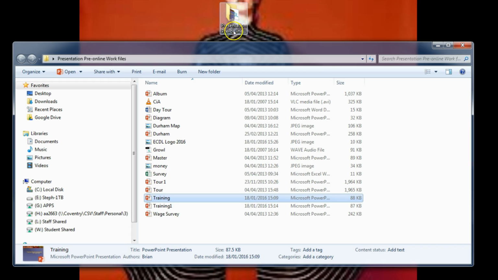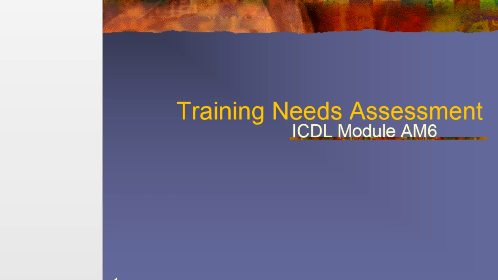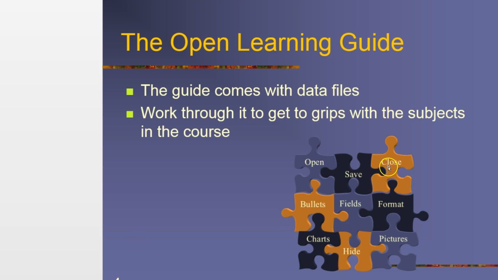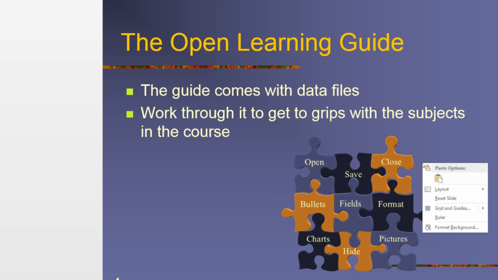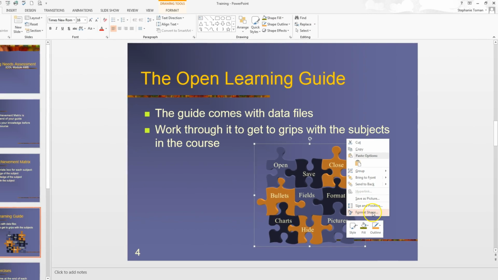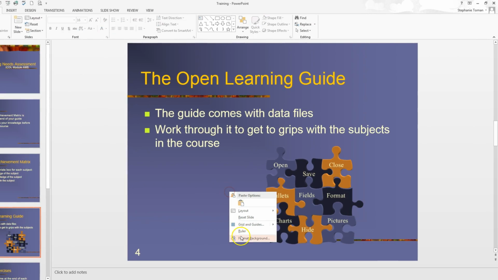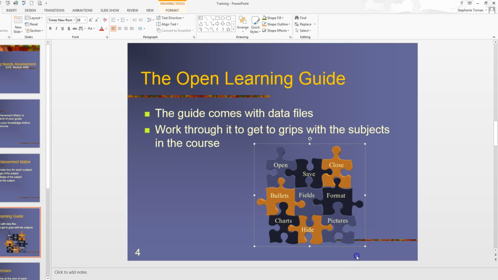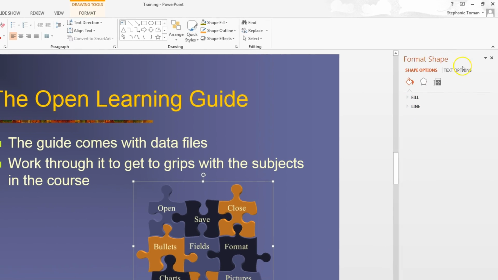Okay, so we're using the presentation pre-online revision work files, and we're going to open up training. So double click on there, go to slide 4, and then you can see the image here. So if I select the image, and then in order to get the pane up to do the different features that we need and effects, I'm going to just do that again, right click, and you need to make sure that you see format shape. If you right click in another area, sometimes you will get the wrong option coming up, so just be careful. Okay, so format shape, and that will bring this pane up.